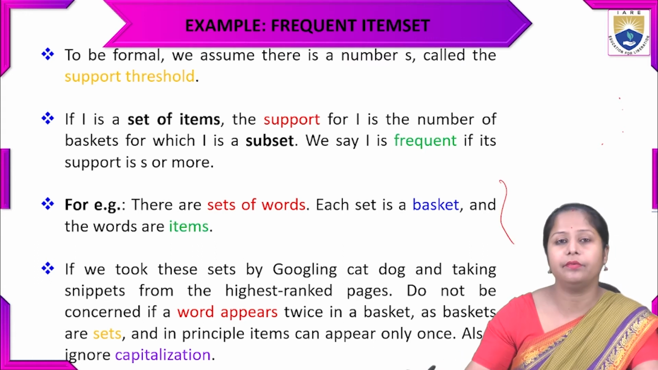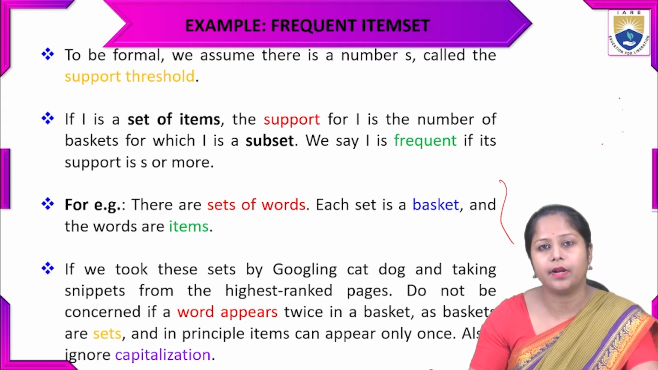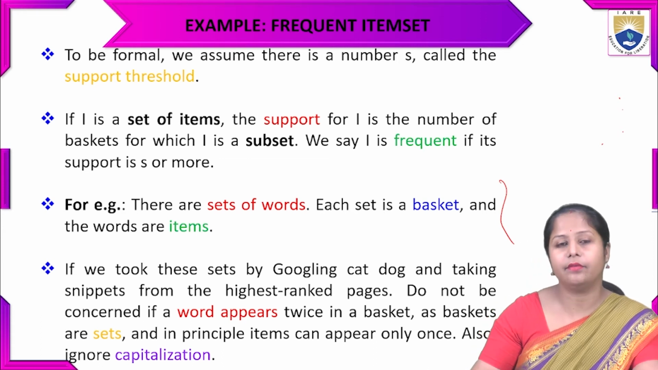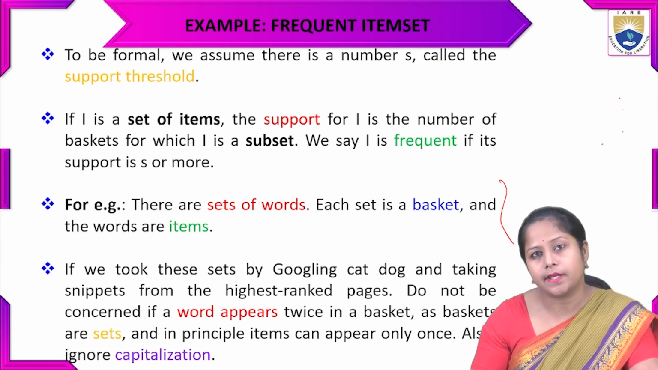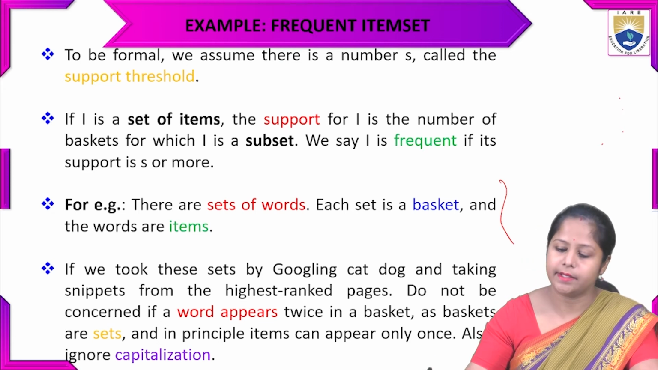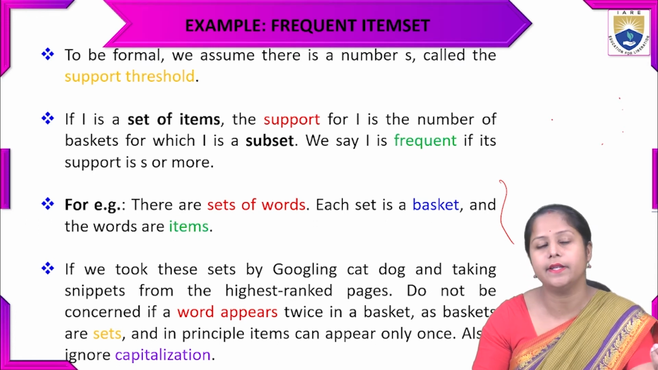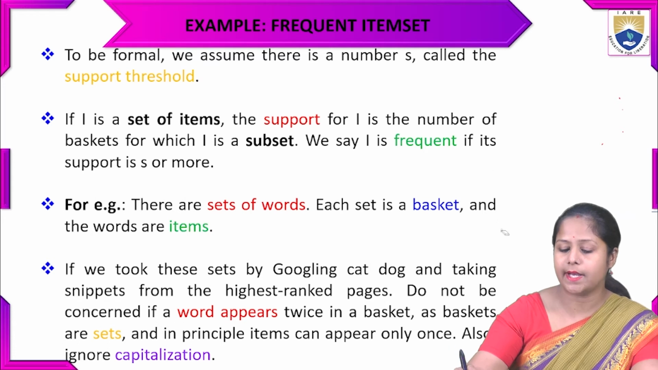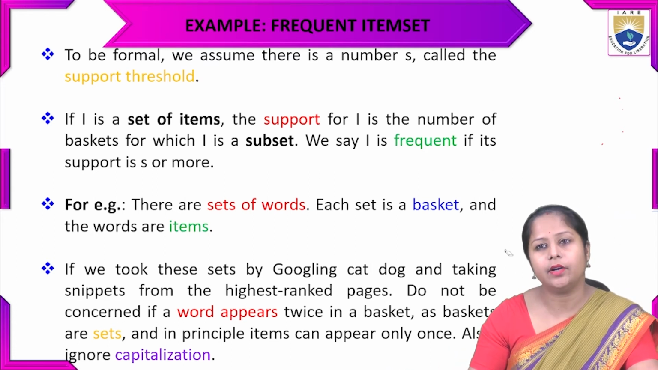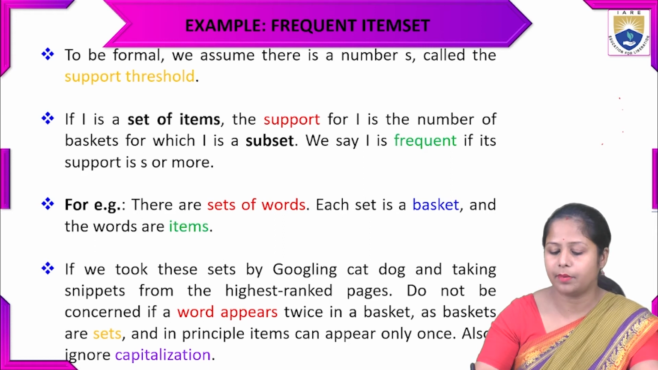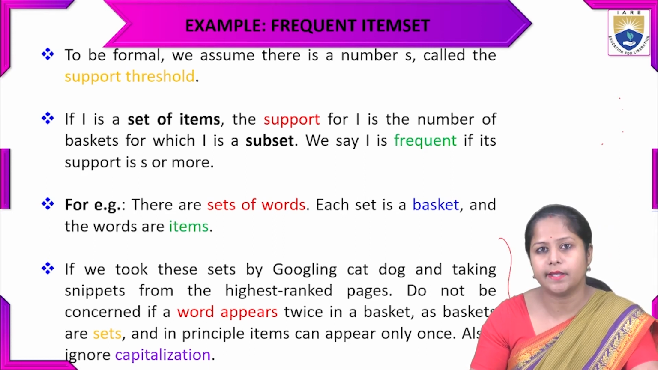For example, if there is a set of words, each set is a basket, and the words are the items for that basket. We count the words as items. An example would be taking sets by googling cat dog and taking the snippets from the highest ranked pages.